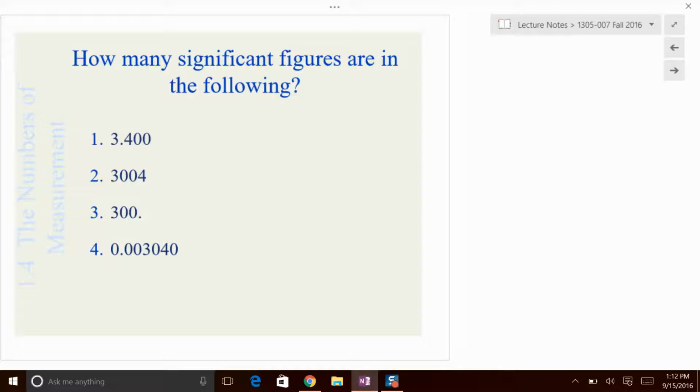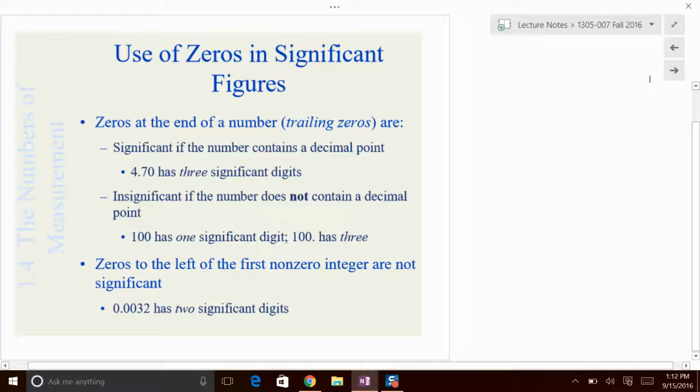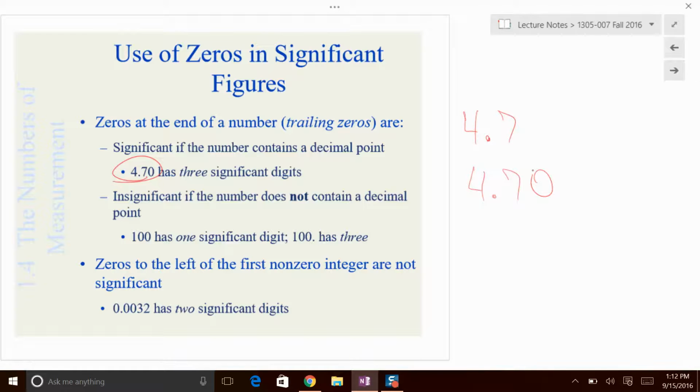Okay, so you might not have figured that out very well, how that works, just by what they told you there. So I want to try to help you understand it a little more clearly. So if I have a number like this one, 4.70, and I write that number in 2 different ways, 4.7, 4.70. Are their values the same? Yes. So why would I write that?